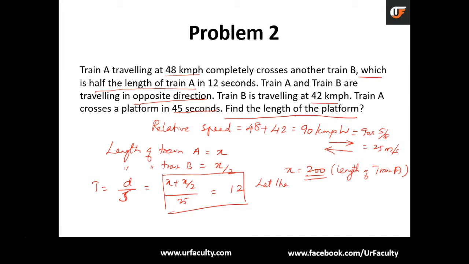Let the length of the platform be P. We know that if it is an object and a train passes, we use the length of the train as distance, right? Now, if it is a platform, it would mean that the train passes through this end, this point, and then goes on to cross this end until the length of the train crosses the platform.